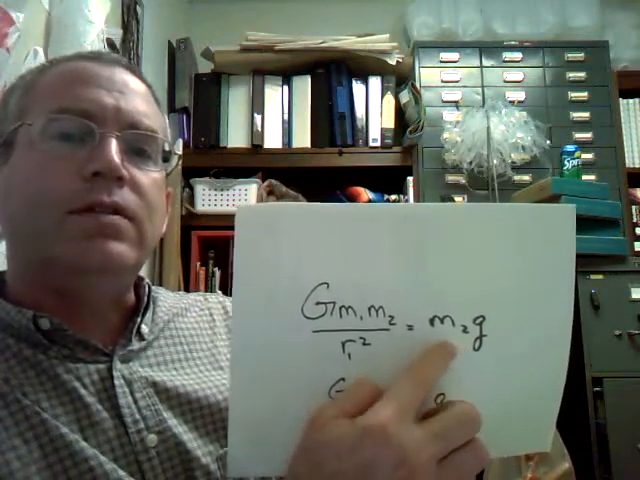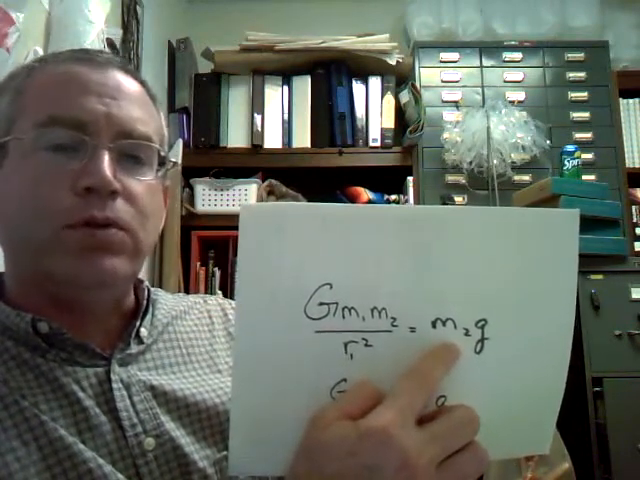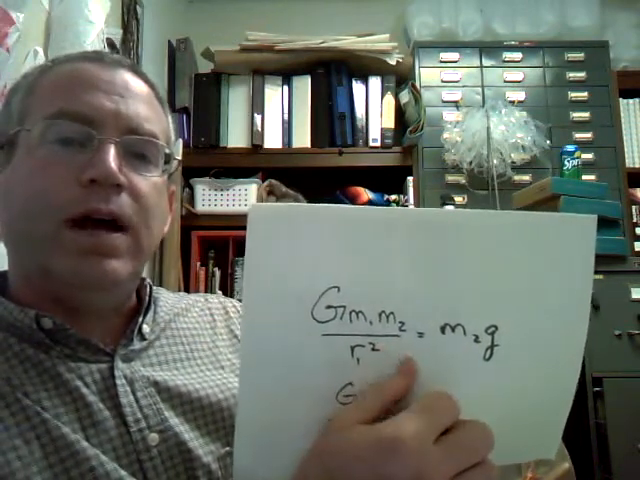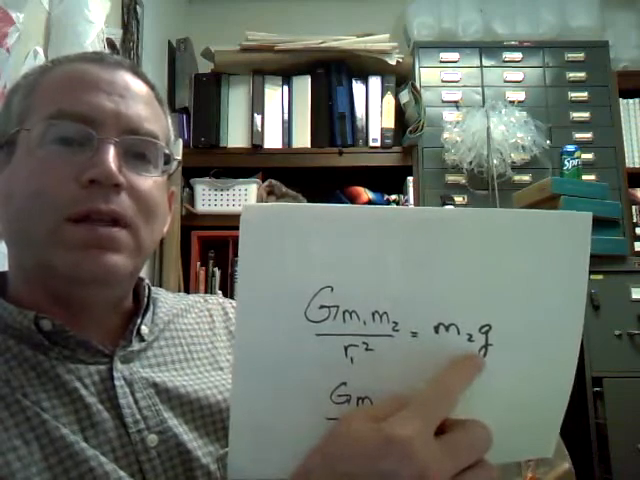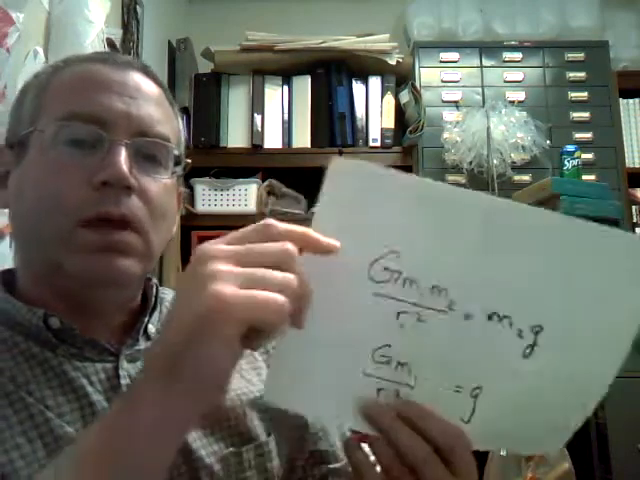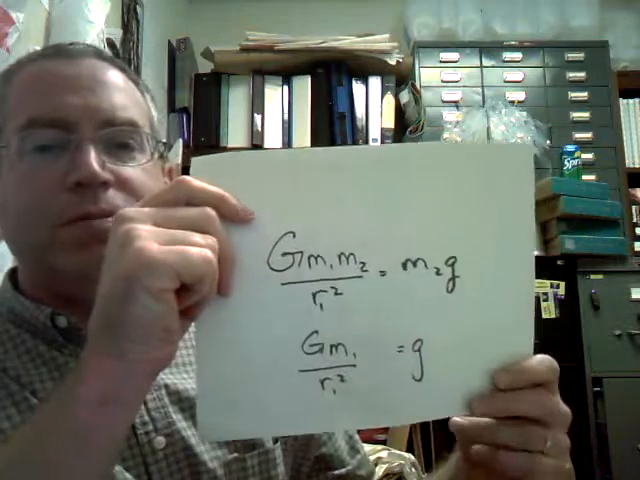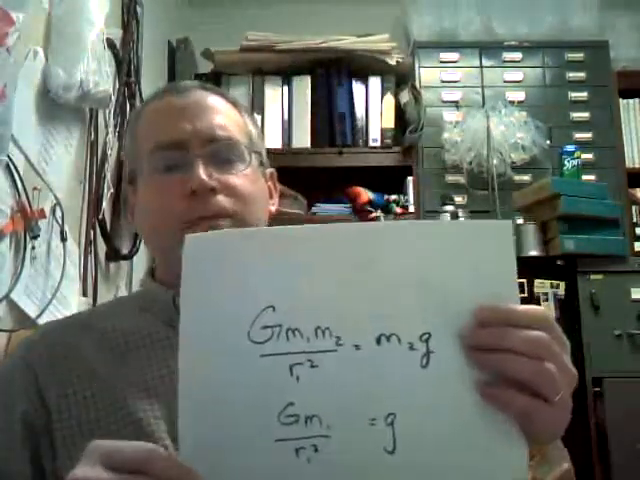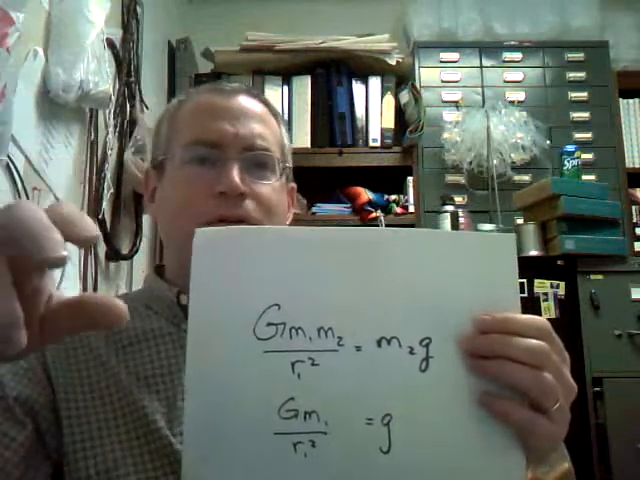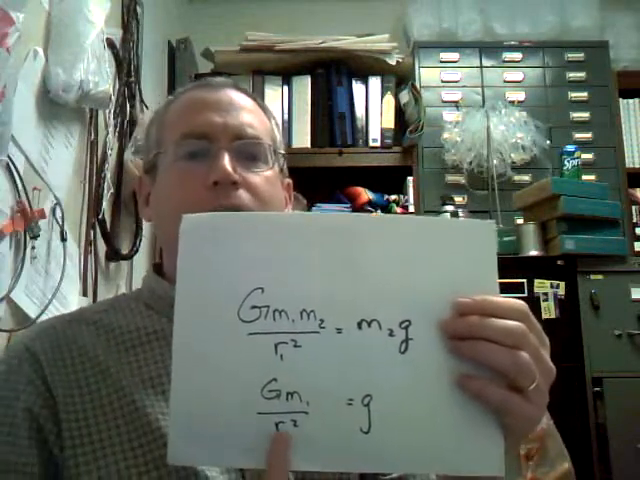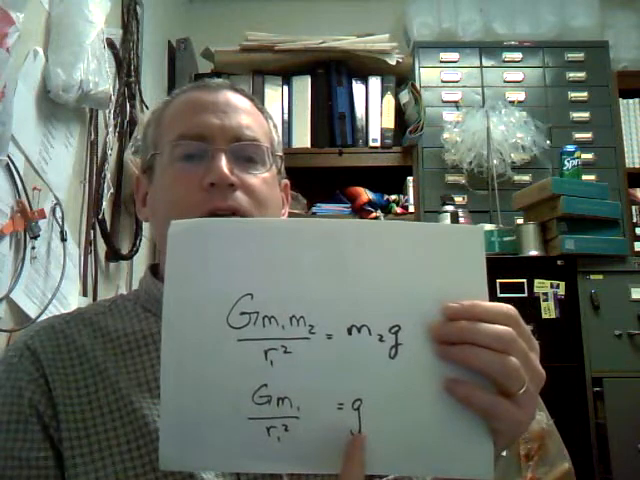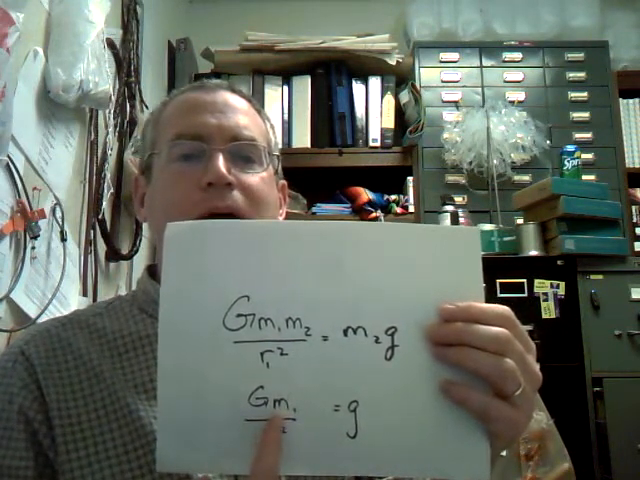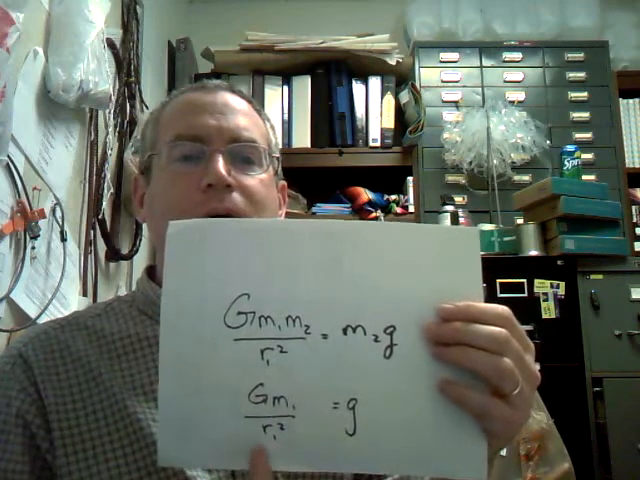Now notice that this is m2g because the person was mass 2, and we're talking about the weight of the person. So that allows us to come up with the formula for the acceleration due to gravity. If we just divide both sides by the mass of the person, because the mass of the person really does not affect acceleration due to gravity, that's that whole drop two objects of different masses, they fall at the same rate, we end up with this down here. The acceleration due to gravity is equal to just G times the mass of the planet over the radius of the planet squared.